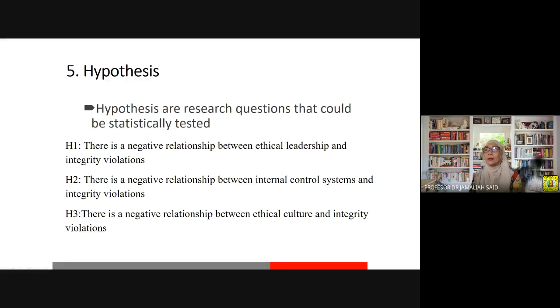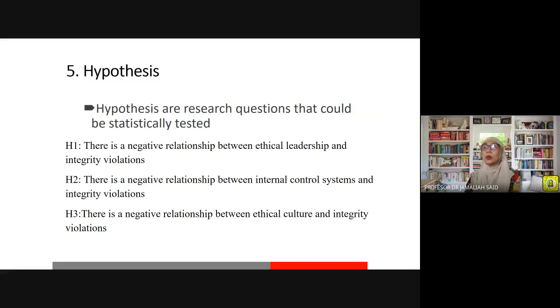So from Afzal's one, I try to develop a simple hypothesis. But of course, the real study is much more detailed than this. This is why I try to summarize. In fact, Afzal's integrity violation can be divided into three: mild, then moderate, then strong integrity violation. But here I just extract one, that is integrity violation. I sum up all the three into one.